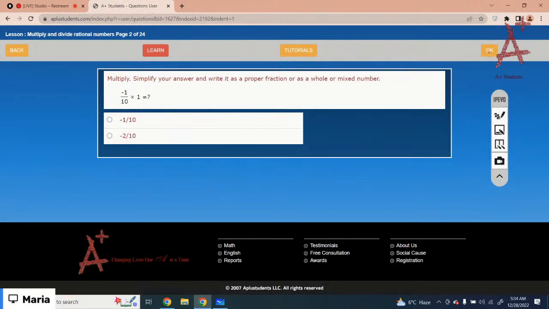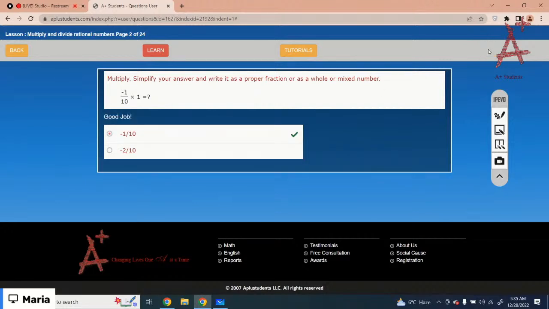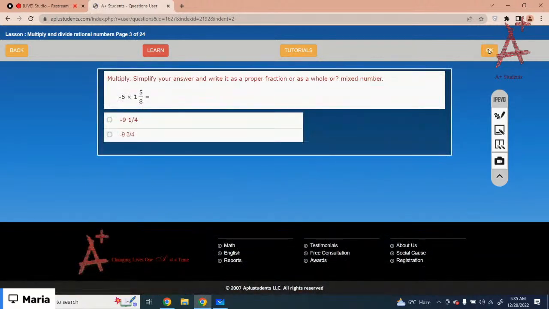Okay, the next one is you have to do negative 1 by 10 times 1. Any number multiplied by 1 equals the same number. Got it? Negative 1 by 10 times 1 is negative 1 by 10. You are multiplying a positive and a negative number. So just select the correct option and click on the OK button. Okay, again you are multiplying a positive and a negative number, so the answer must have a negative sign.